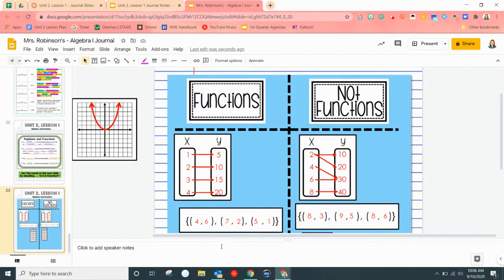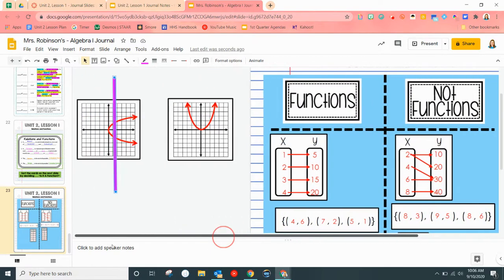Let me zoom in so we can see this better. So let's look at our line here. So we put our line on our graph. Now, is it touching 2 points on my graph?